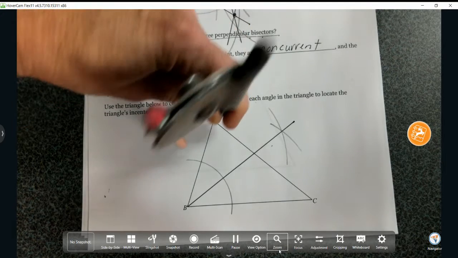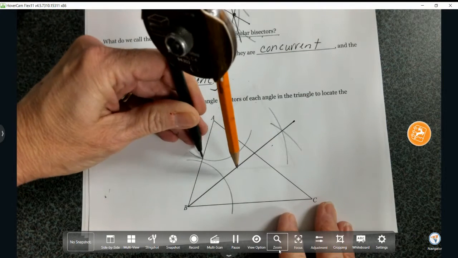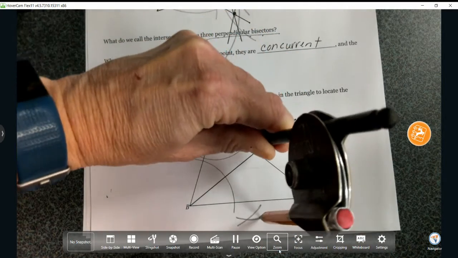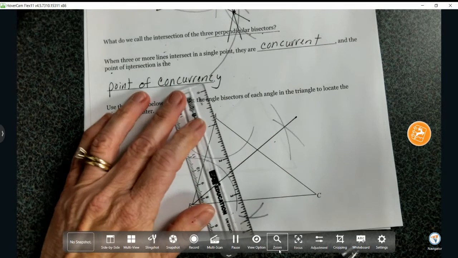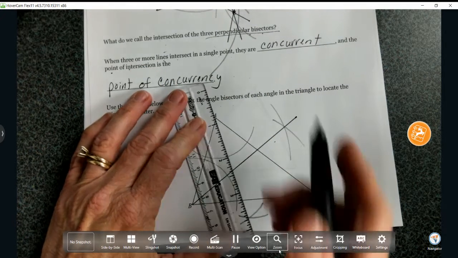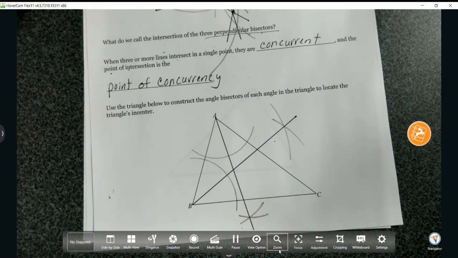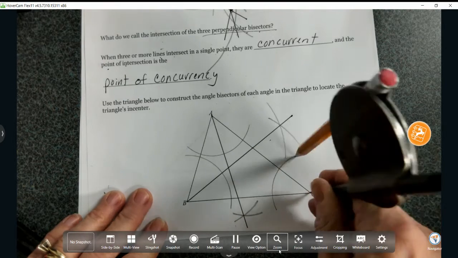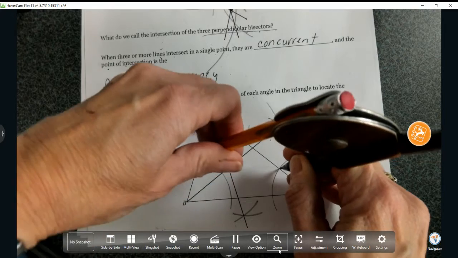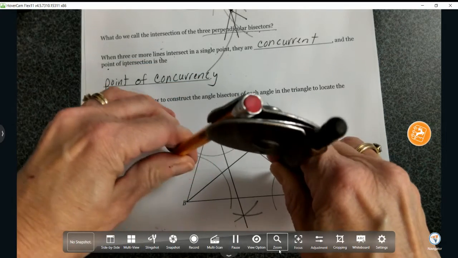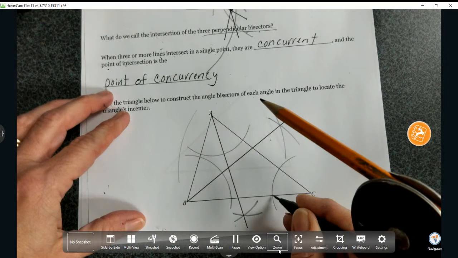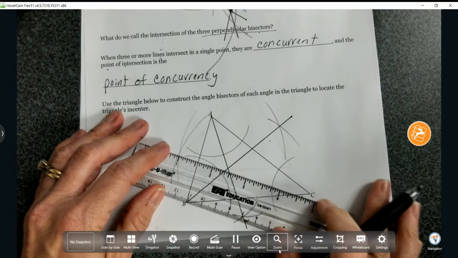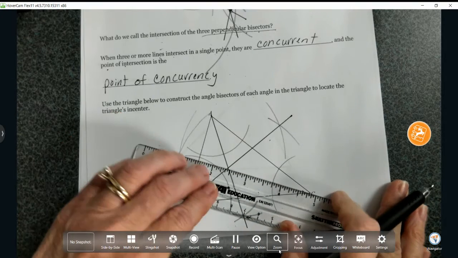Bisect angle A. I draw an arc. And then I come out here and I make equal arcs. And there's my second one. I come over to C and do the same thing. And if we do this fairly accurately, you're going to see that the three angle bisectors are going to be concurrent. So there's an arc. There's an arc. And it goes right through there.